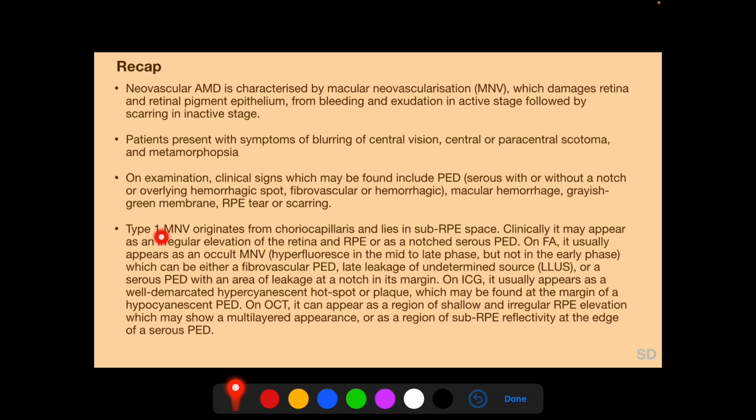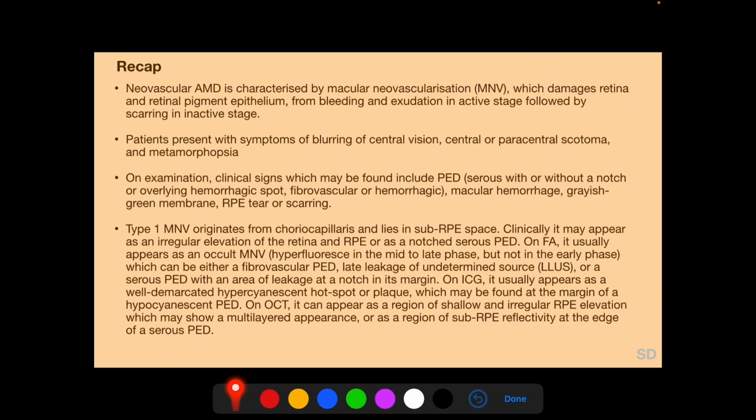Type 1 MNV originates from the choriocapillaris and lies in the sub-RPE space. Clinically, it may appear as an irregular elevation of the retina and RPE or as a notched serous PED. On fluorescein angiography, it usually appears as an occult MNV which fluoresces in the mid to late phase but not in the early phase of the angiogram.